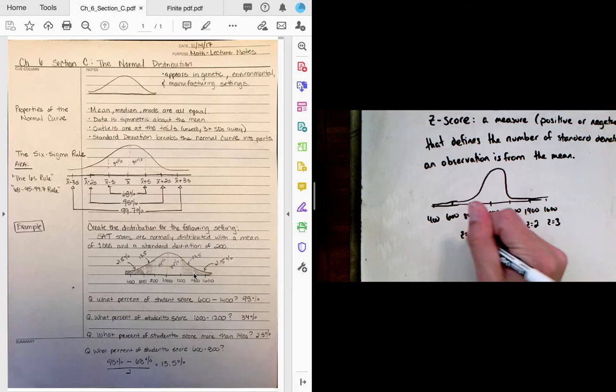This would be -1. I've subtracted 1 standard deviation from the mean. Here I've subtracted 2 standard deviations from the mean. At 400, I've subtracted 3 standard deviations from the mean. So this is how we would label those in terms of z-score, looking at the previous example.